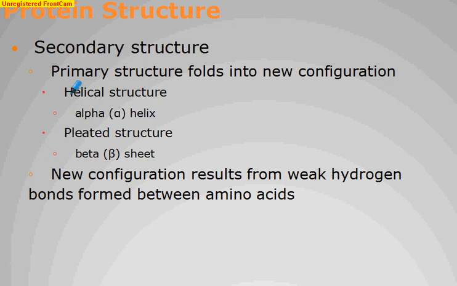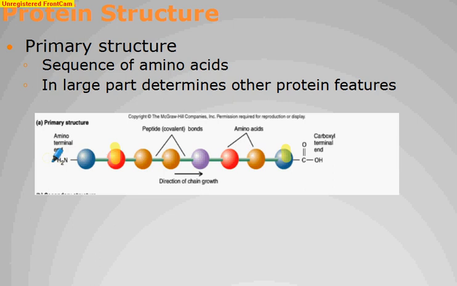And if a helical shape results, we call those alpha helixes. Or a more pleated shape, we call that a beta pleated sheet, or just a beta sheet. And again, these structures, the helical shape or the pleated shape, are the result of weak hydrogen bonds between amino acids in their primary structure.